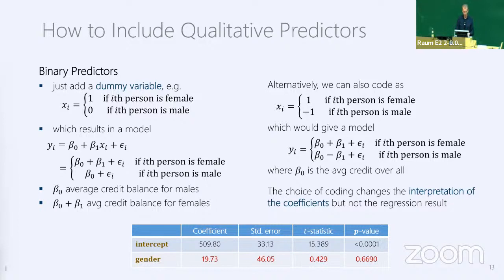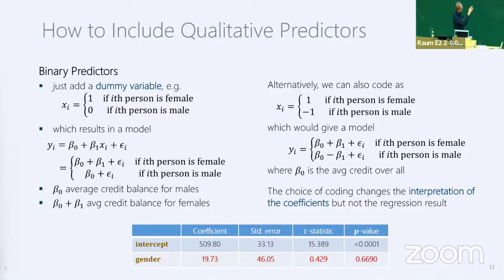With 1 and minus 1, what do we have? Well, we get a model like this. If the ith person is female, then we have beta 0 plus beta 1 plus whatever noise. And for male, we have beta 0 minus beta 1. So the plus and minus 1 actually have a use because it's a deviation from an average. Beta 0 now is the average over everybody, and then we have the deviation for the two.